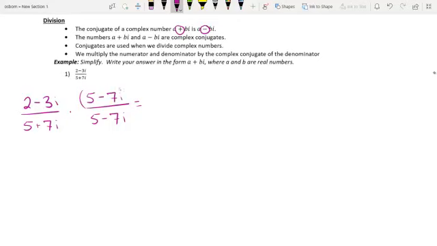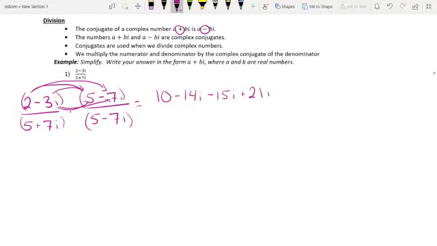Alright, so at this point we need to FOIL. Alright, so I've got 2 times 5, which gives me 10. Then I take 2 times negative 7i, which gives me negative 14i. Negative 3i times 5 gives me negative 15i. Negative 3i times negative 7i gives me positive 21i squared. Now note that this is all over.